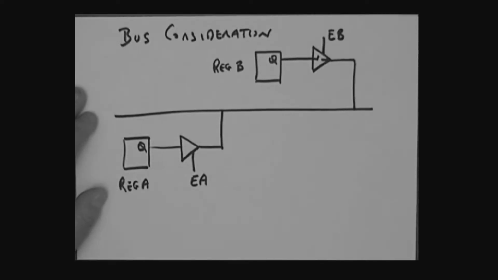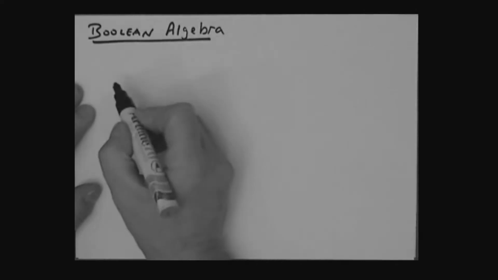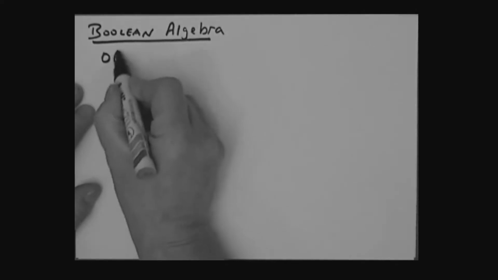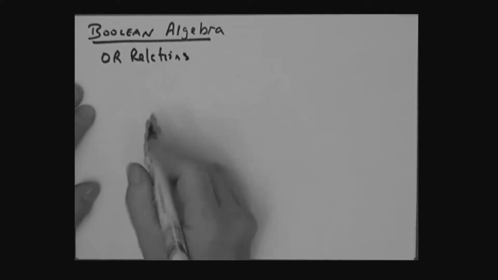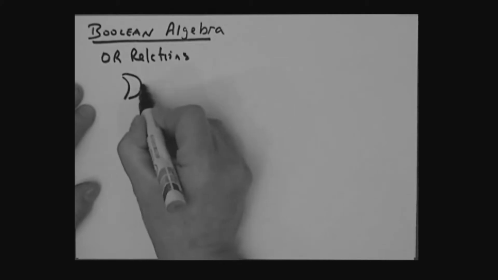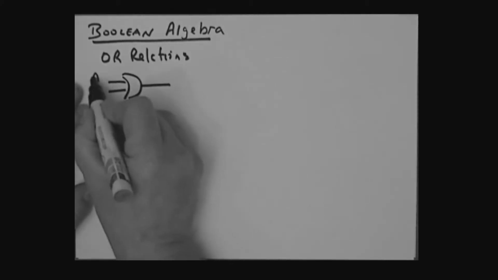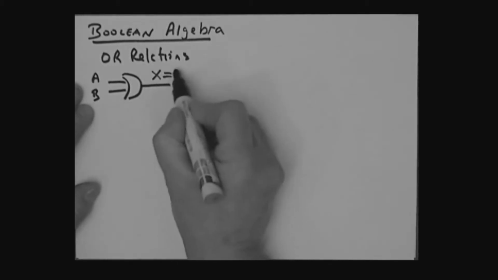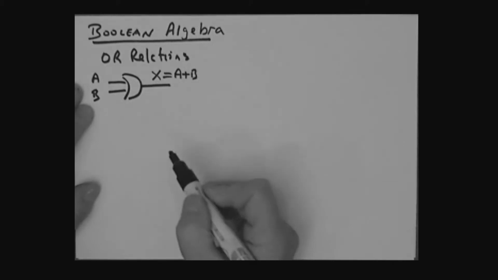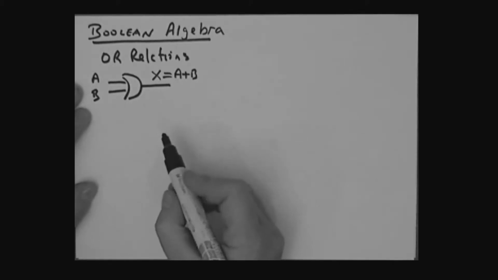Well, let's now move into a Boolean algebra consideration, and look at some Boolean identities. First of all, let's look at what we'll call the OR relations. These come from our OR function, where I have two inputs, A and B. Call this output whatever you want, let's call it X, and X is A or B. What are these OR identities?